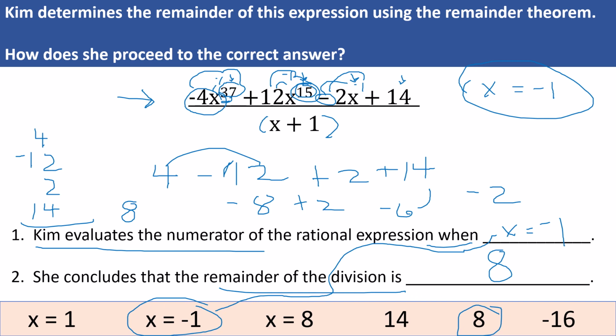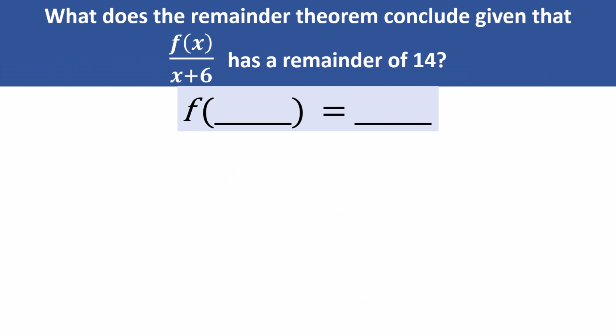That's how you answer that question. And again, go slow because it's so easy to mess up, especially with negatives.